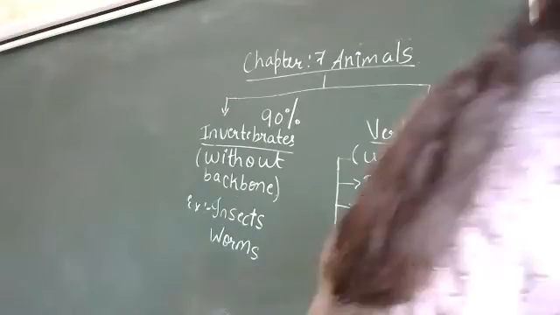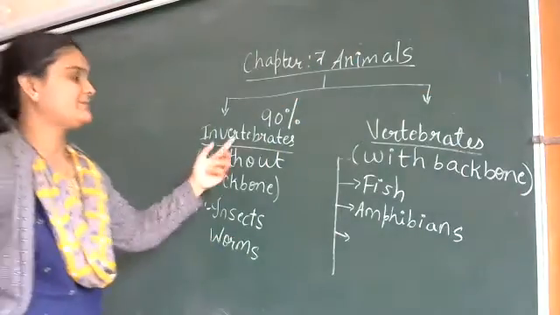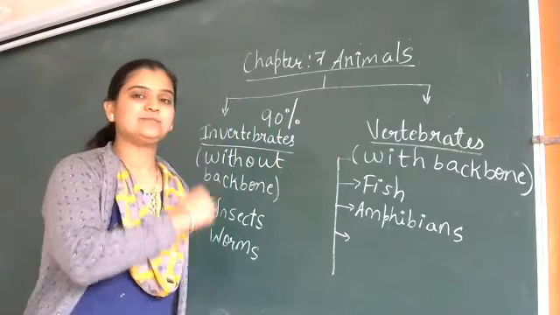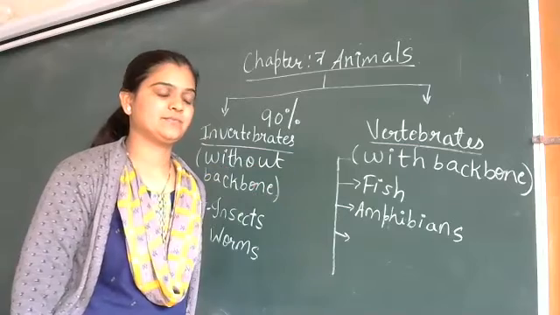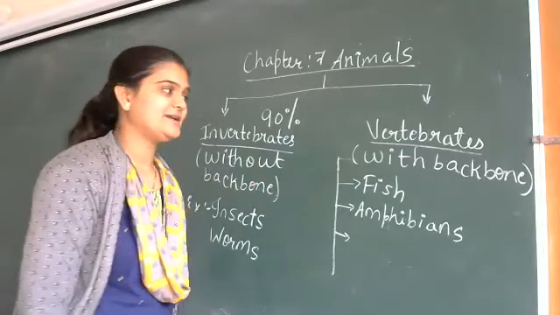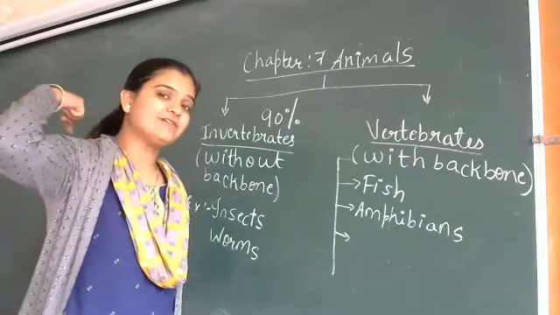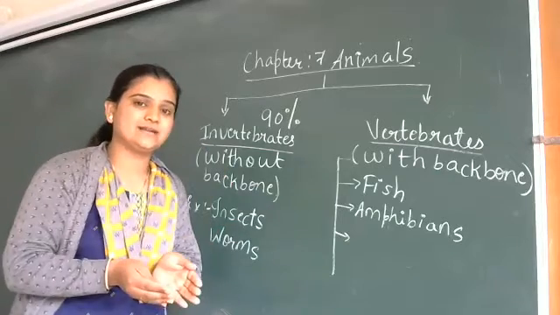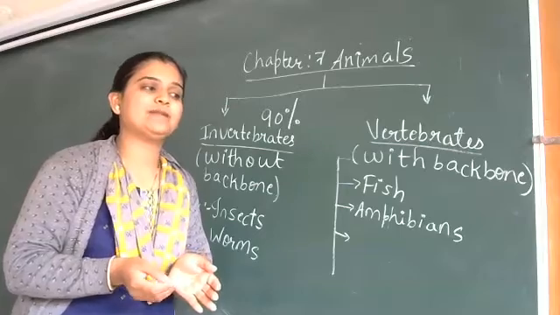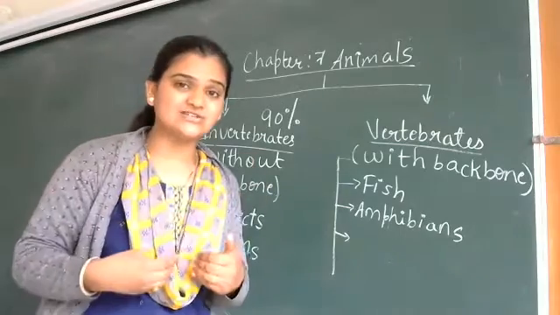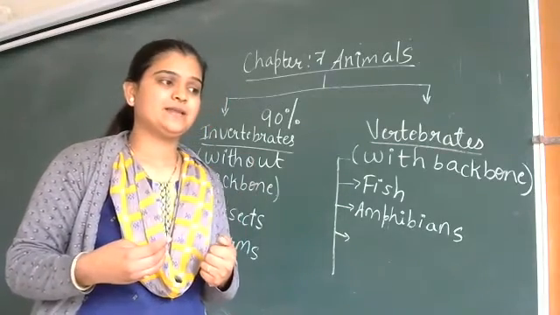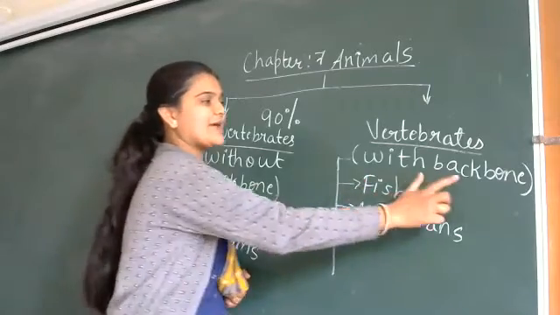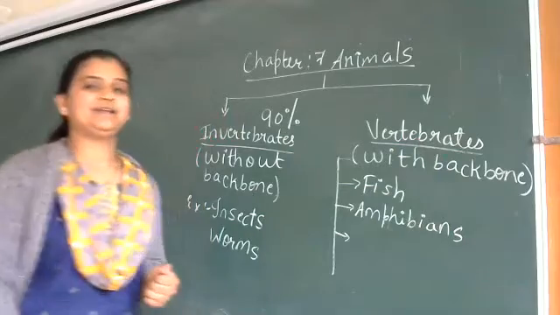So tell me children, do human beings come under invertebrates or vertebrates? Vertebrates. Yes, we all have a backbone. That is why we are standing straight. Yes or no? Without a backbone, what will happen? Can we stand straight like this? No. So with a backbone are the vertebrates.